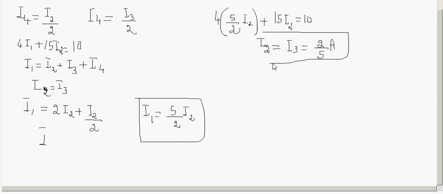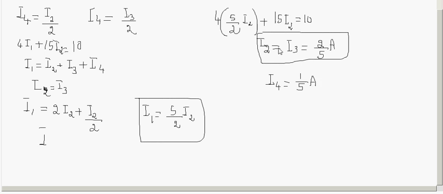You have to solve this equation to get this value. I2, which is also equal to I3, is 2 by 5 amps. Because 2 2s are 4, 20 plus 15, that is 25. So 10 by 25 gives us 2 by 5. I2 is I3 is 2 by 5, and I4 is I3 by 2, which is 1 by 5 amps.